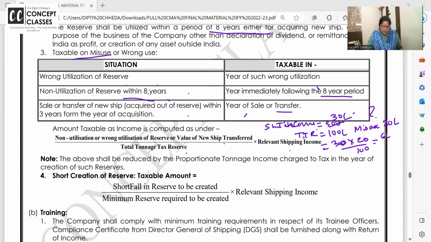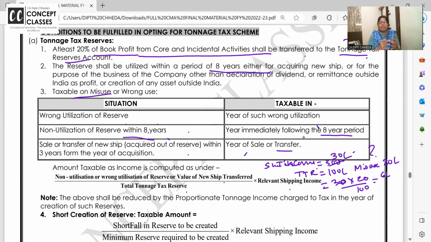Okay. So what did I say? Whatever is your core book profit, of that 20% you have to transfer to the tonnage taxation reserve, and within 8 years you have to use it for purchasing the new asset. If you don't use it in 8 years, or if you misuse it, or you purchase a ship from it and that ship is transferred within 3 years, then in the year when all these wrongs happen, proportionate income will be taxable, not the full amount.